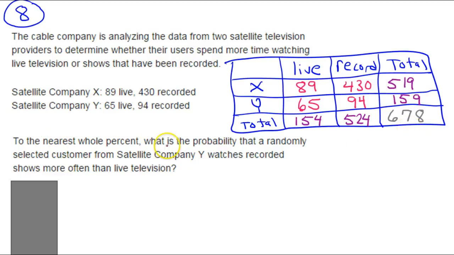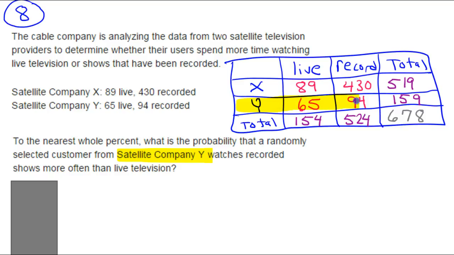Now, to the nearest whole percent, what is the probability that a randomly selected customer from satellite company Y watches recorded shows more often than live television? Well, they're telling us right away that we're talking about satellite company Y.